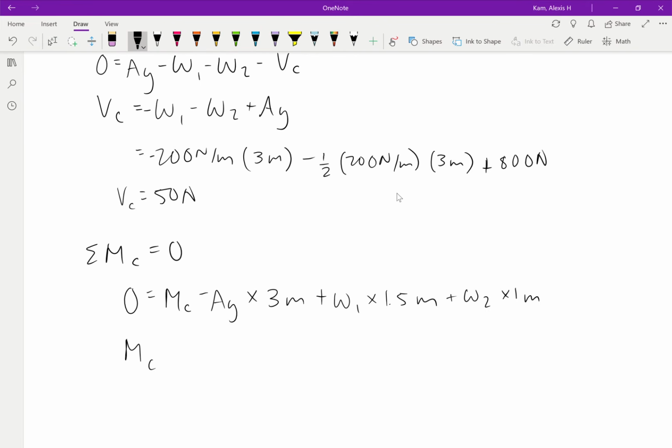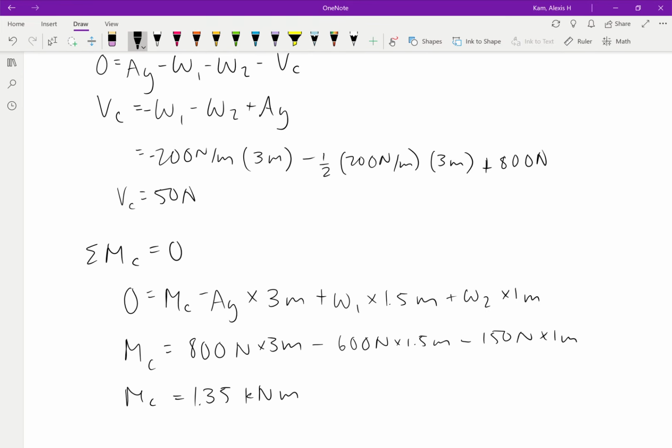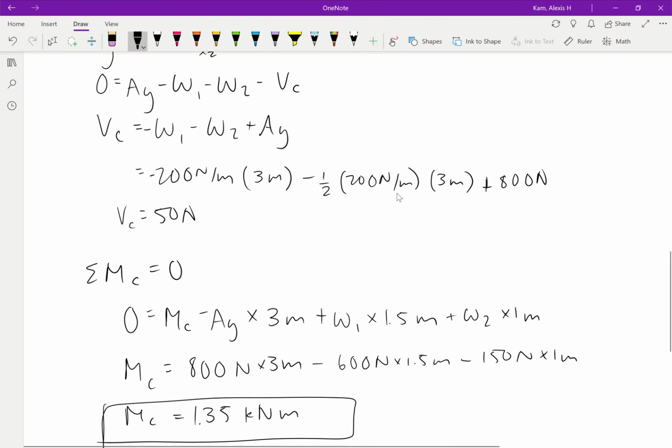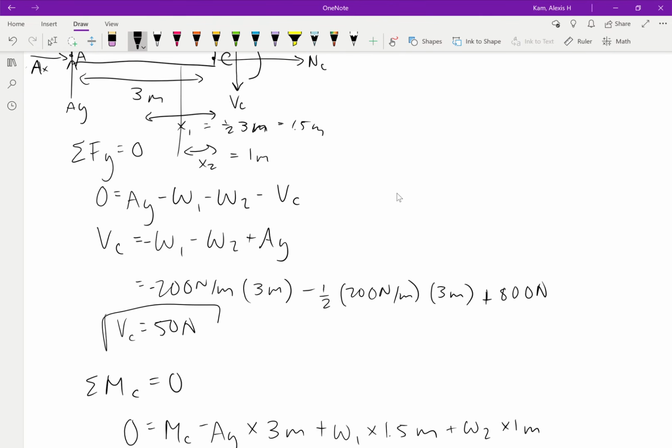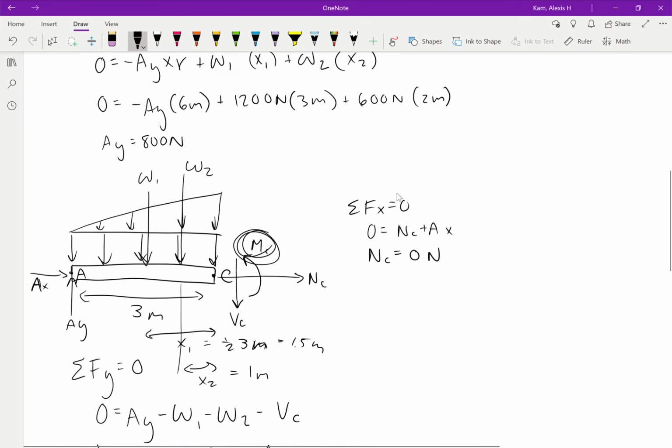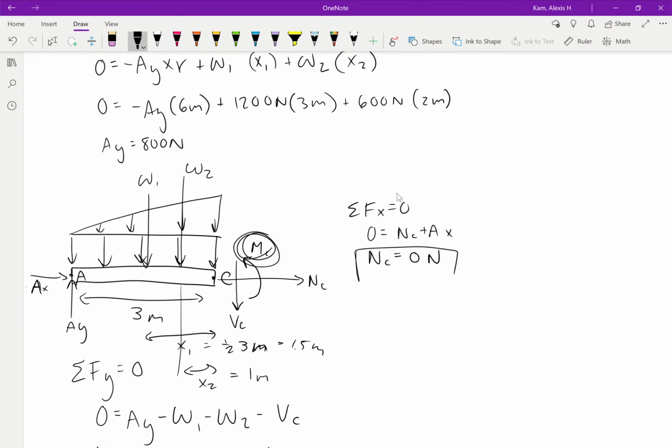Now if we plug in everything, we get MC is equal to 800 newtons times 3 meters minus 600 newtons times 1.5 meters minus 150 newtons times 1 meter. That's all equal to 1.35 kilonewton meters. And there we have it. So our moment at C is 1.35 kilonewton meters. Our internal shear at C is 50 newtons. And our normal force is 0 newtons.